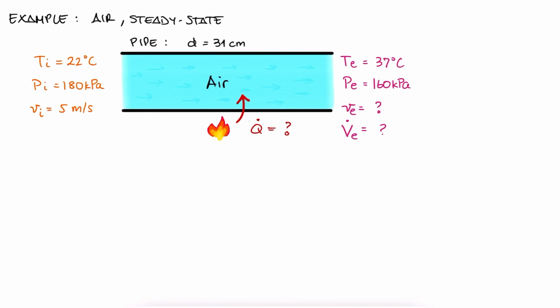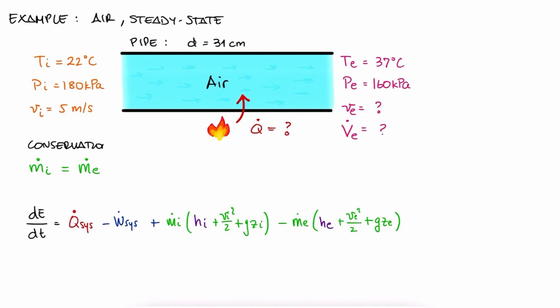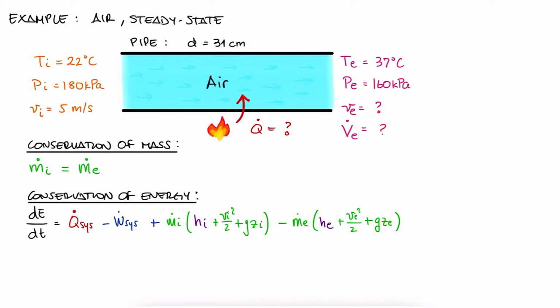In the previous lecture, we introduced the concept of mass conservation. We know that in a steady state system like this, the mass flow rate coming in must be the same as the mass flow rate leaving our control volume. And in this lecture, we introduced the concept of energy conservation for open systems like this. So we'll use both of these tools to find what we're looking for.